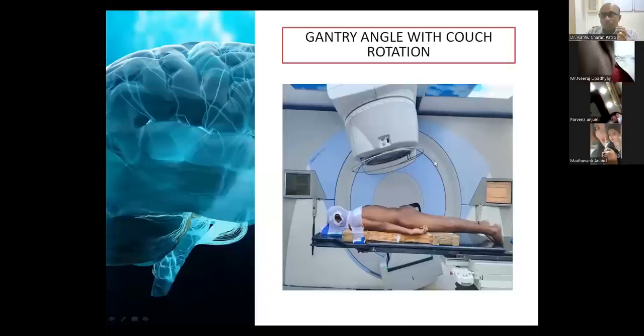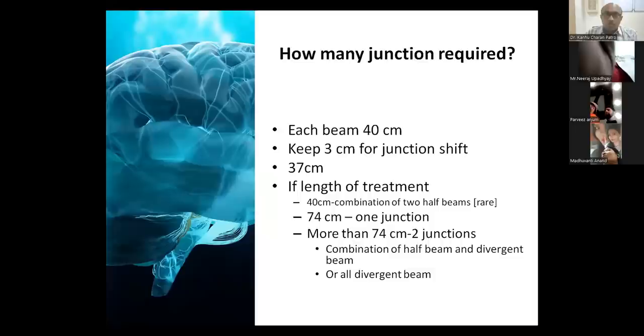So how many junctions are required? Each beam is 40 centimeter. If you have a junction, you have to see the junction shift. You have to keep 3 centimeter extra margin for the junction shift. Usually in our hands it is 37 centimeter. If the patient is 40 centimeter, you can use half beam blocks, and it is very rare, unless it is a small kid. For 74 centimeter you need one junction, more than 74 centimeter two junctions. If the craniospinal length is 74 centimeter, you can play with one junction. If more than 74 centimeters, you have to play with two junctions.